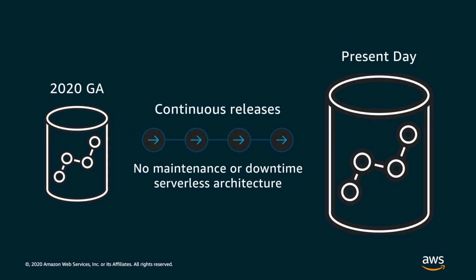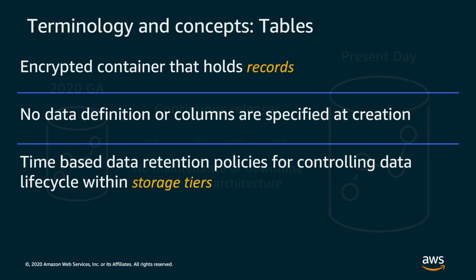Because Timestream is serverless, that means that we do continuous releases to it. There's no maintenance, there's no downtime, there's really just keep an eye on the AWS forums for the latest release information, and we just continuously are rolling out updates and patches and fixes. There's no operating systems, no nothing to worry about, and that means that Timestream is just continuously getting better. It's just continually improving, and those features will just continue to roll out over time.